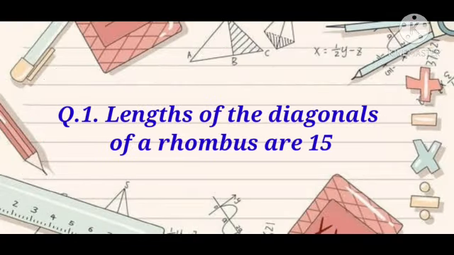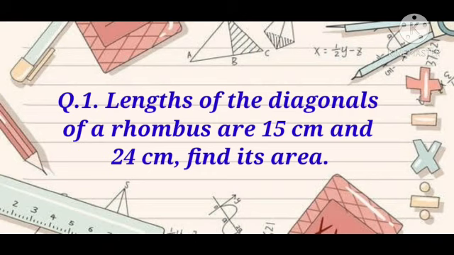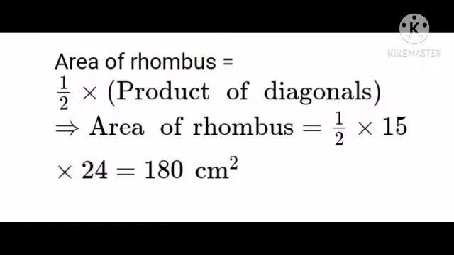Question number 1. Lengths of diagonals of a rhombus are 15 centimeter and 24 centimeter. Find its area. You know the formula. Area of a rhombus is equal to half into product of diagonals. Therefore, area of a rhombus is equal to half into 15 into 24. When we divide 24 by 2, we will get 12. Therefore, area of a rhombus is equal to 12 into 15, which is equal to 180 centimeters square.